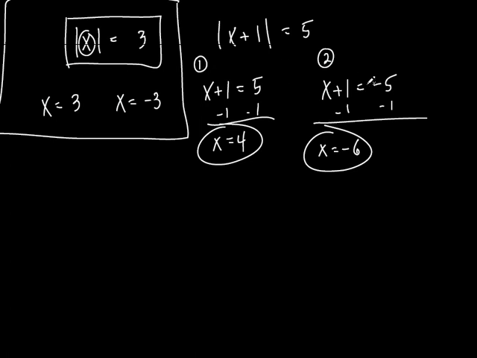Okay, we set up two different equations. The first one looks just like this. We just get rid of the absolute value. The second one looks like it, but we get rid of the absolute value and we change the sign of the right side. Does it make sense on why we do that?